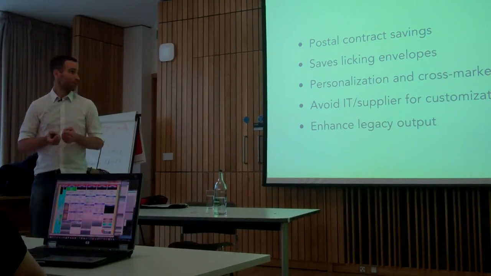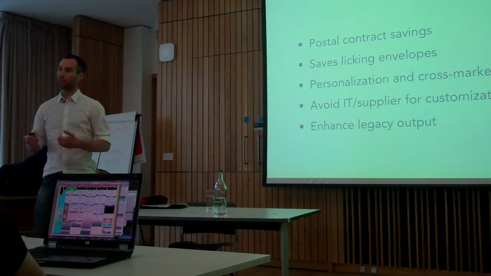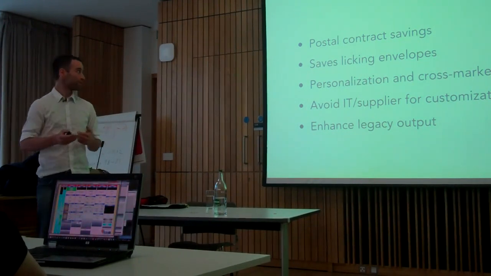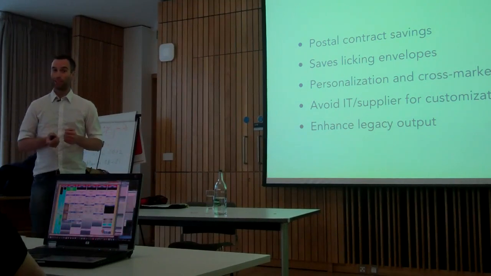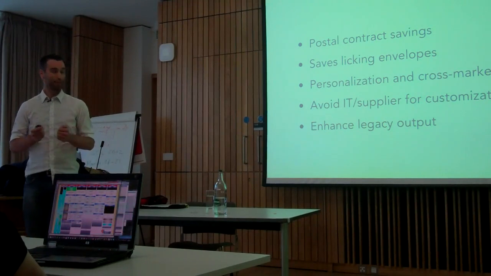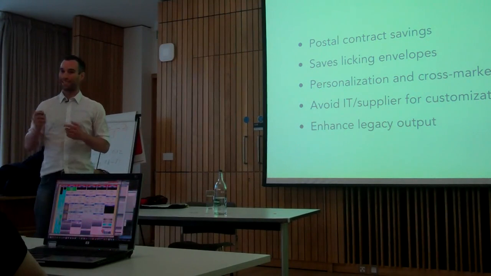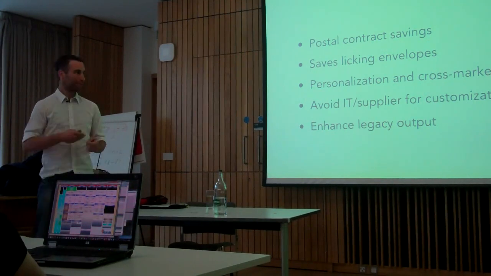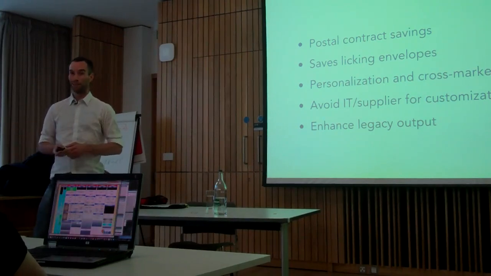So we have customers who, you know, easily within the first year are getting their money back just on postal savings that they get through that. So that's one of the big ones. Same with the envelopes. One of the customers we were at recently told us that they lick 60,000 envelopes a month. That's not how many they send. I mean, they send millions of documents a month. But they get 60,000 a month on average that are rejected by this machine because some sheet got missed and it's too light or something didn't go right.